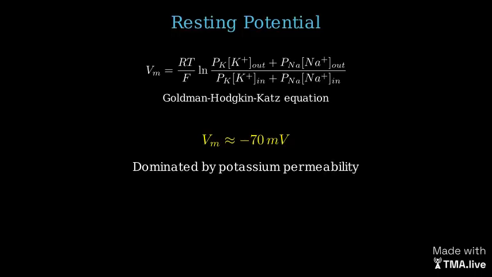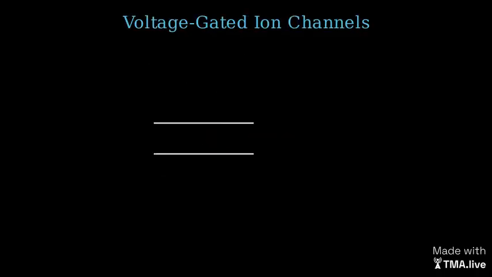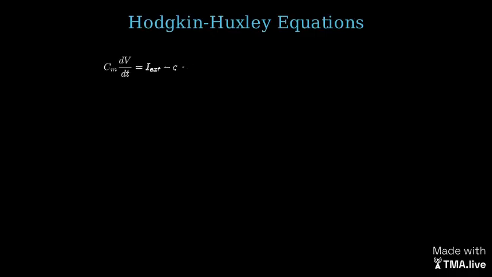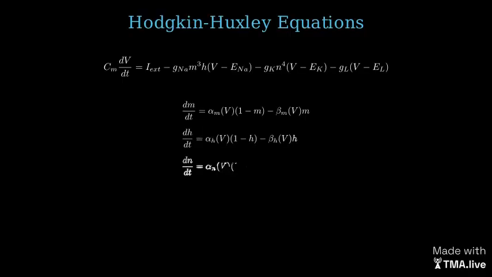Each channel type has gating variables that evolve according to voltage-dependent rate constants. When voltage stays below threshold at negative 55 millivolts, the depolarization decays passively. This is the subthreshold regime. Above threshold, sodium channels open, causing sodium influx. This depolarization opens more channels in a positive feedback loop, creating an explosive all-or-nothing spike.